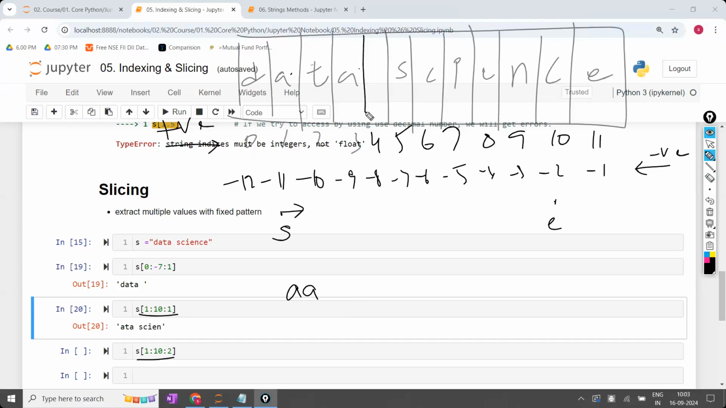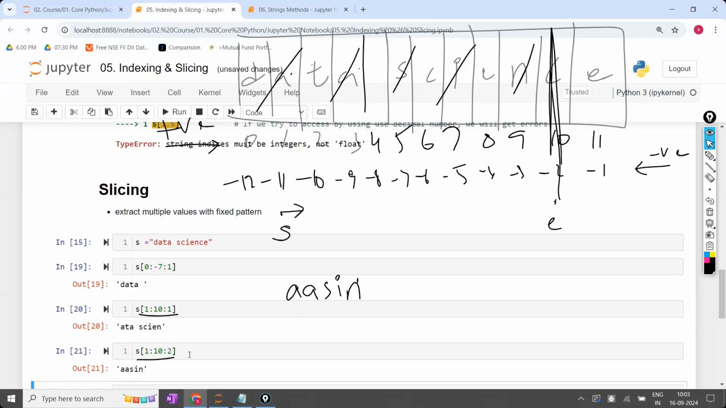So the first one is D, followed by A, followed by S, followed by I, followed by N. The end point should not be included, which means E will be included. Up to this is the maximum point, but that to this also should not be included. The gate is up to here. You cannot cross the gate. That is the ending point. So the answer is DASIN.